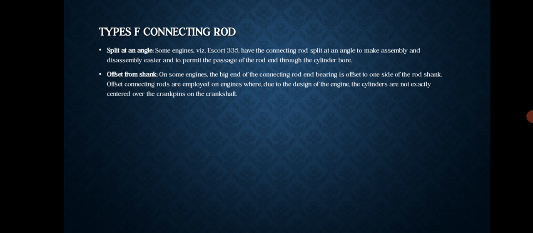Offset from shank. On some engines, the big end of the connecting rod end bearing is offset to one side of the rod shank. Offset connecting rods are employed on engines where, due to the design of the engine, the cylinders are not exactly centered on the crank pin of the crankshaft.